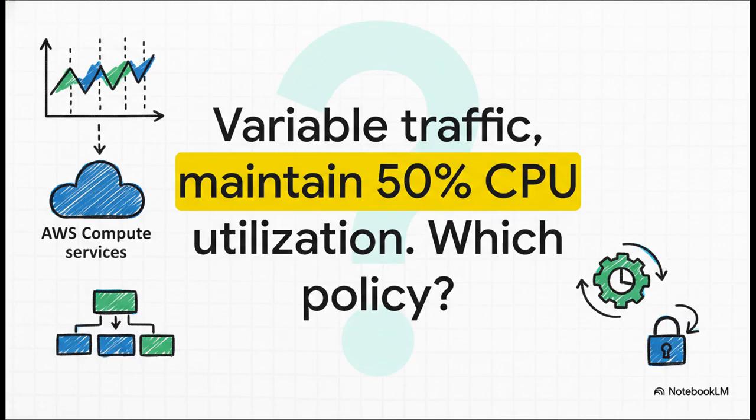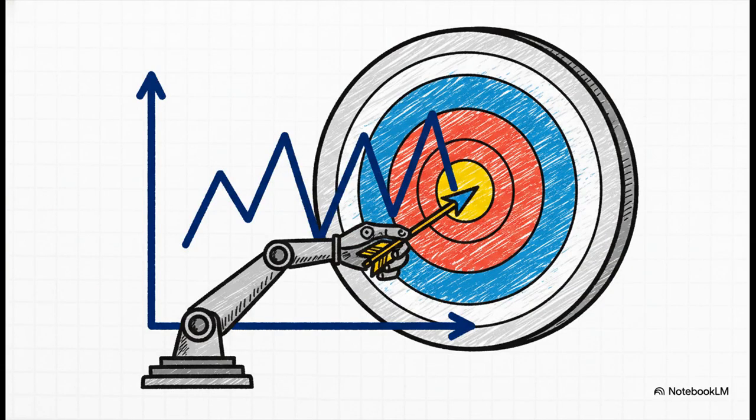Okay, new problem. Your app traffic is all over the place, and you need to keep the average CPU right at 50%. The key here is you want to maintain a specific metric without having to babysit it. So what's the set it and forget it policy for that? That would be target tracking scaling. On the exam, when you see a question about maintaining a specific metric like CPU or request count, this is almost always your answer. It's the simplest and most efficient way to do it.